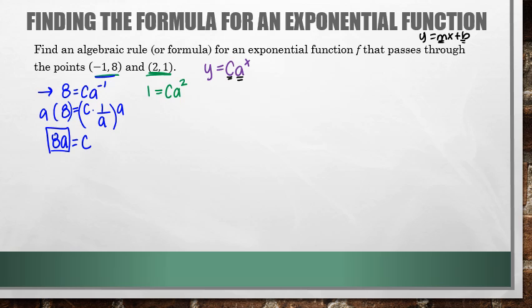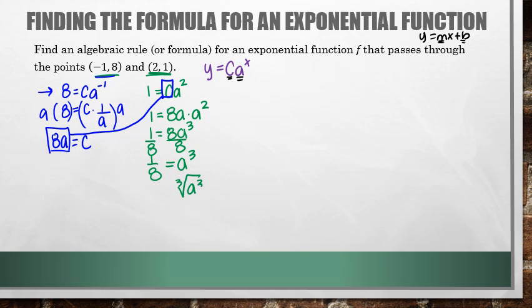Now I have c written in terms of a, and I can plug that in to the c here. When I substitute that in for c, now I have an equation in terms of only one variable. That gives me 1 equals 8 times a cubed. Get the a by itself by dividing by 8. 1/8 equals a cubed. To get the a by itself, we'll cube root both sides, and I get that 1/2 equals a.